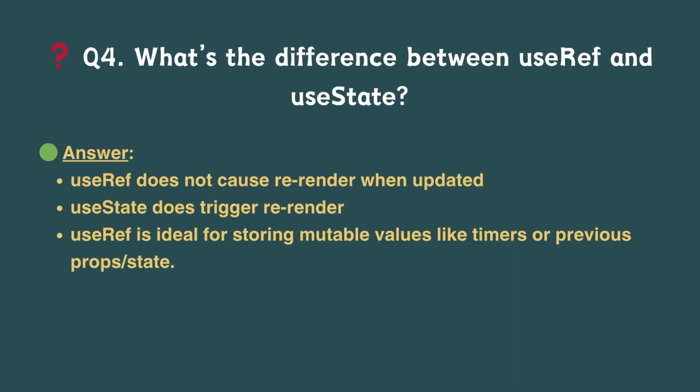Fourth question, what's the difference between useRef and useState? The answer is useRef does not cause a re-render when updated. So you can use useRef when you don't want to re-render the UI or the DOM, while useState does trigger a re-render. useRef is ideal for storing mutable values like timers or previous props or states.